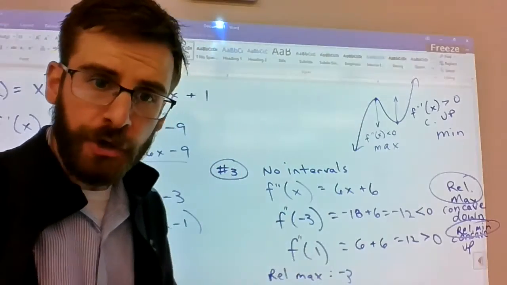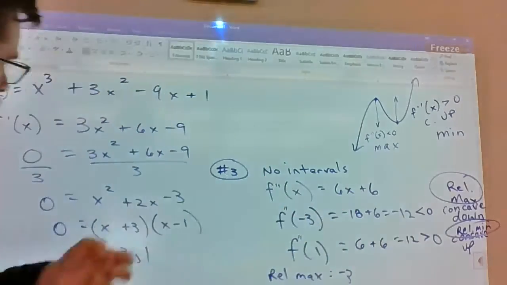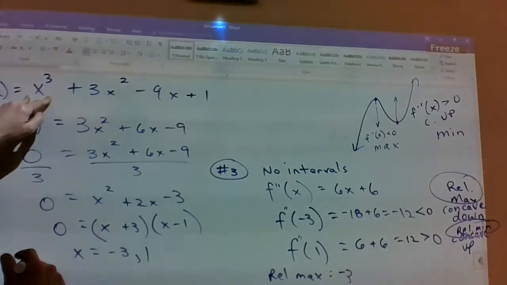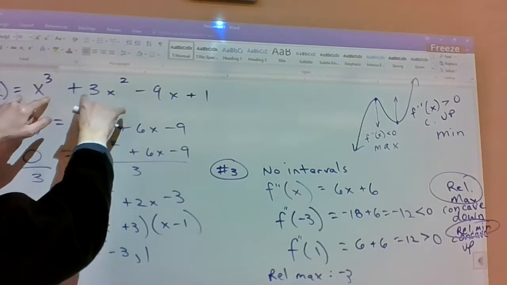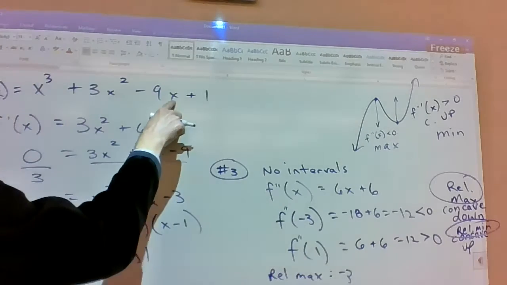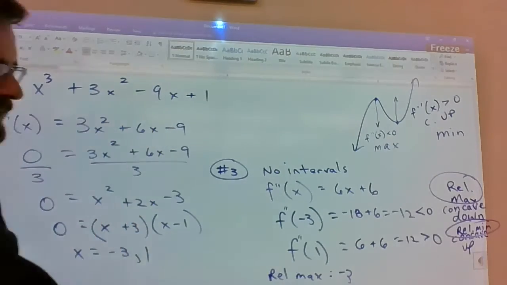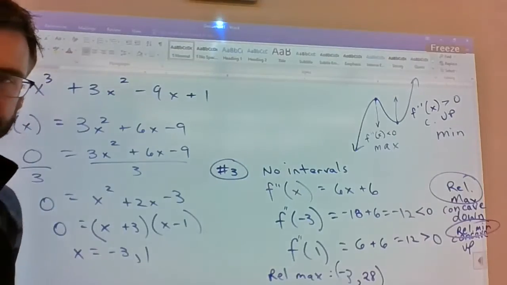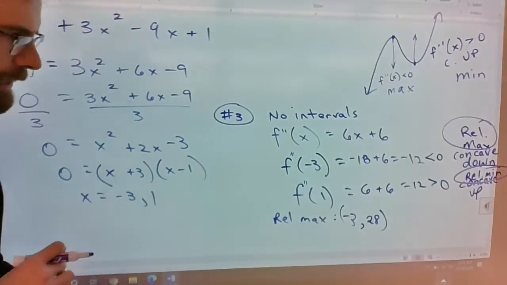To get the y value, you plug into the original. So negative 3 cubed is negative 27. Negative 3 squared times 3 is going to be positive 27. Those two 27s cancel each other out. Then you get negative 3 times negative 9, because it's 0 minus 9 times negative 3. This ends up being 28. So it's got a relative max value at negative 3, 28.